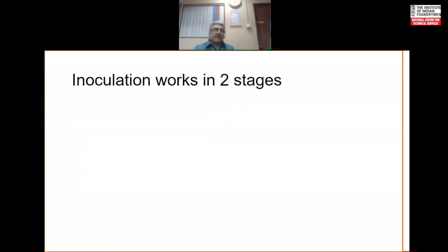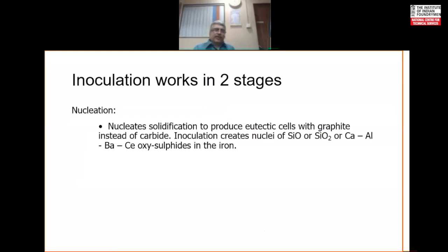Now, inoculation works in two phases. One, it gives nucleation. So, it nucleates the solidification to produce eutectic cells with graphite instead of carbide. Inoculations will create nuclei, and we'll see more about it. They can be oxides and sulfides from a variety of elements which are present.